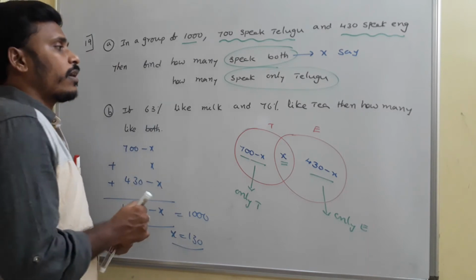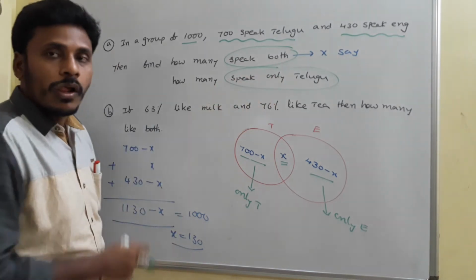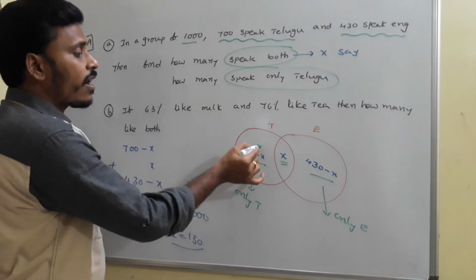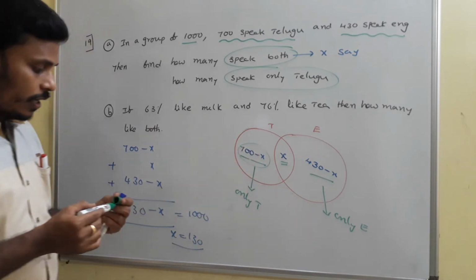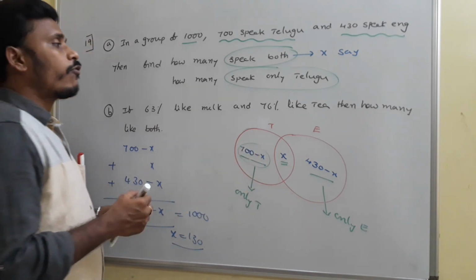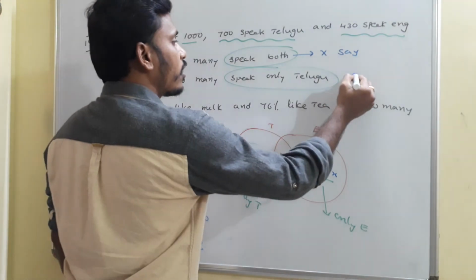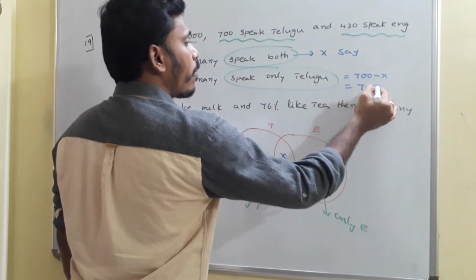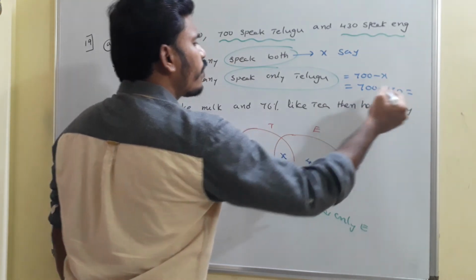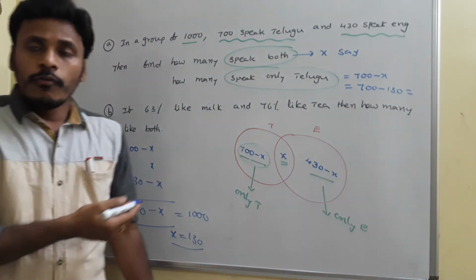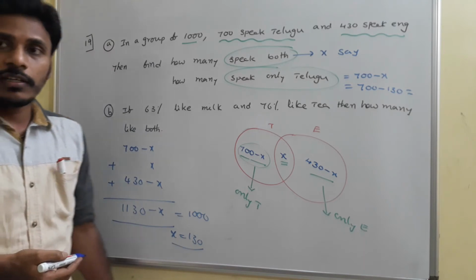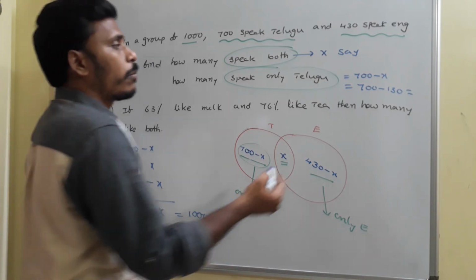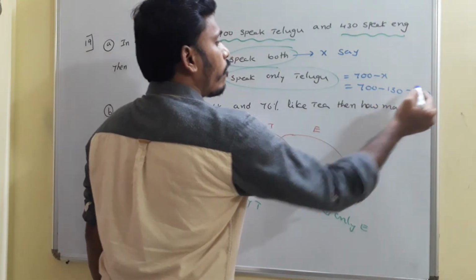And the next part is how many speak only Telugu. From the diagram, 700 minus x people speak only Telugu. So the number of persons who speak only Telugu is 700 minus x, and that is equal to 700 minus 130. If you solve, you will get 570. Is it clear? Okay. So the number of persons who speak only Telugu is 570.